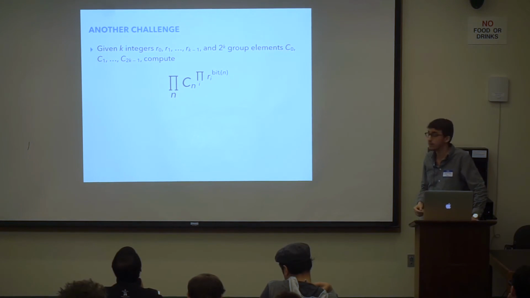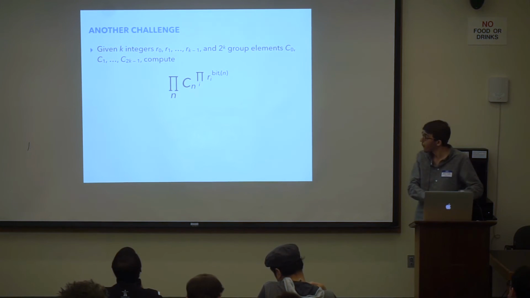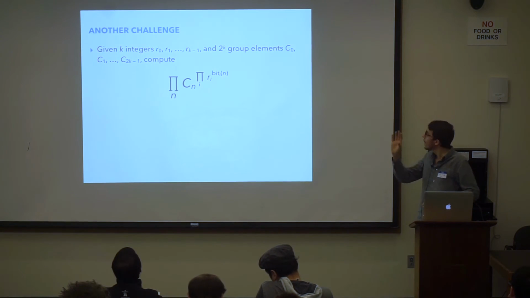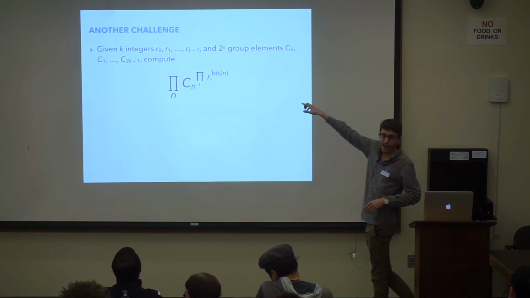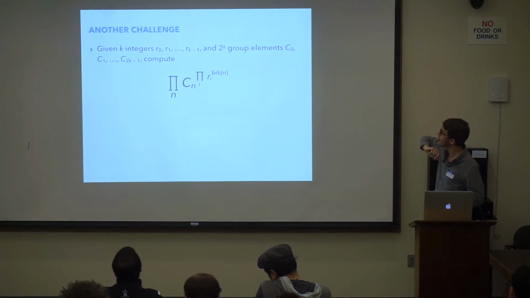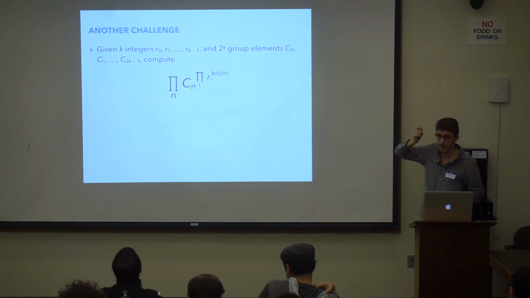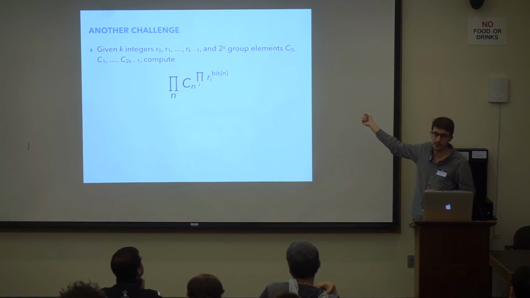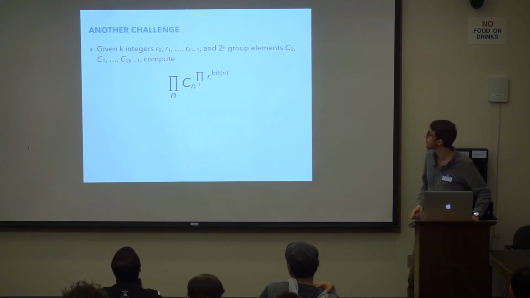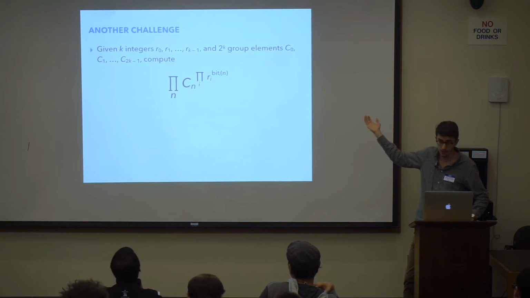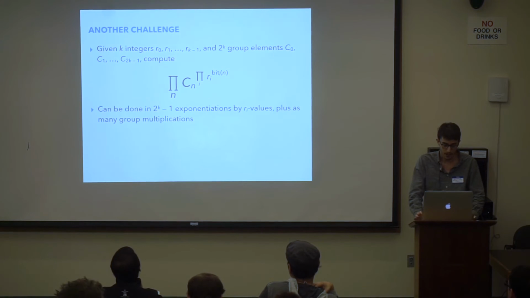And then you have to compute this big product, which is the product of all the values c_n raised to the power of the product of r_i's, where you pick only the r_i's where the ith bit of n is 1. Now, if you can compute this super fast, then you can update all your pre-computed values super fast. So this is another challenge to do this as fast as possible.